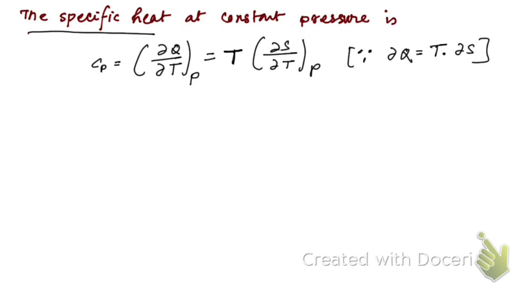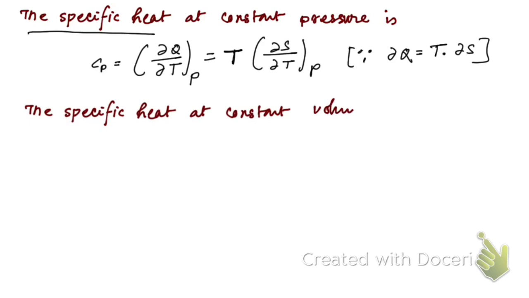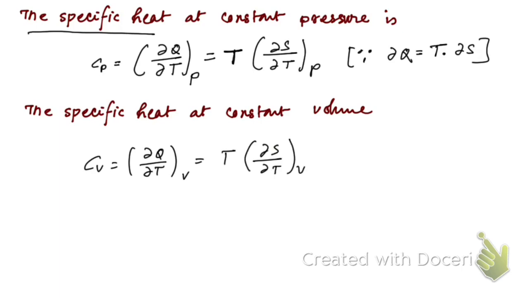The same thing holds at constant volume. At constant volume, the specific heat Cv is equal to del Q by del T at constant volume, which is equal to T into del S by del T at constant volume.